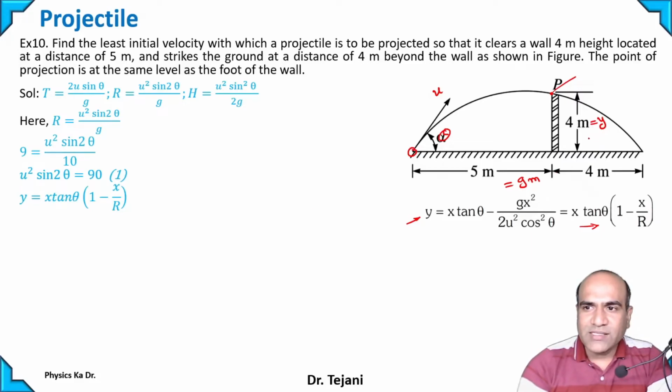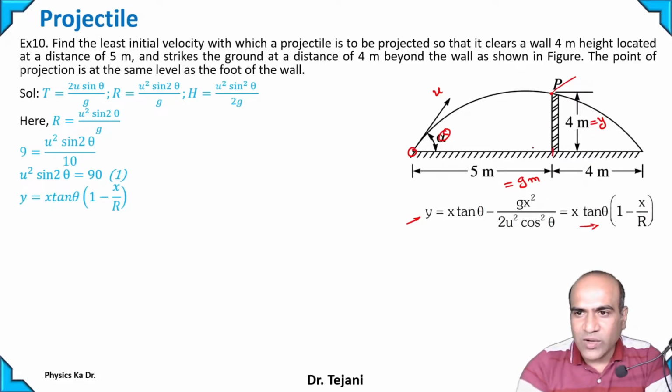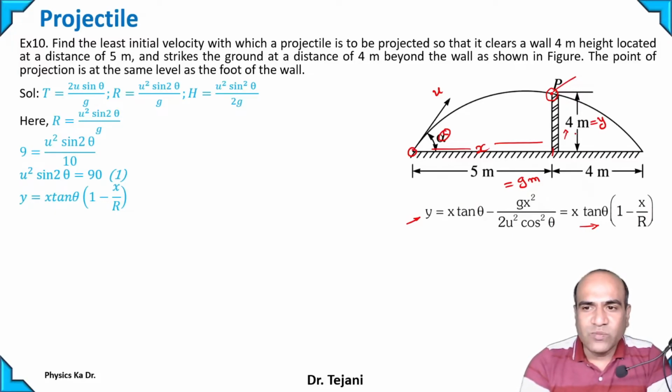So can we have x? Yes, x means its present horizontal distance, the position it has reached. So x is equal to 5, and at that position y is equal to 4 meter. So we can put here y is equal to x tan theta (1 minus x by R).